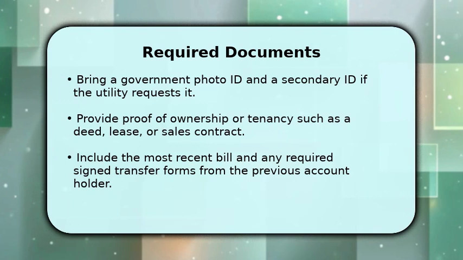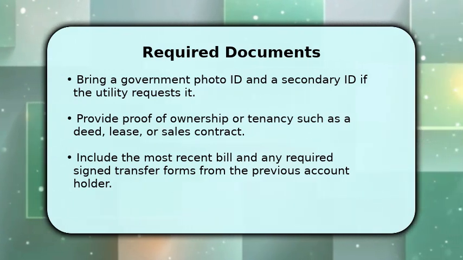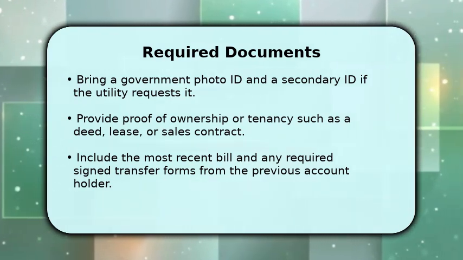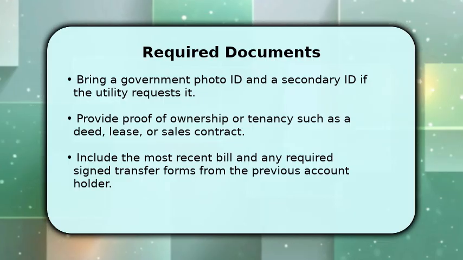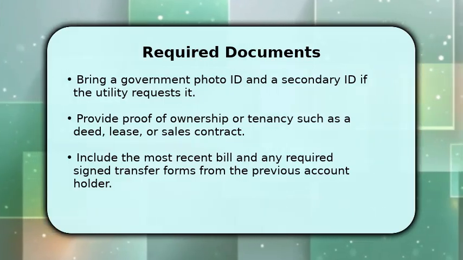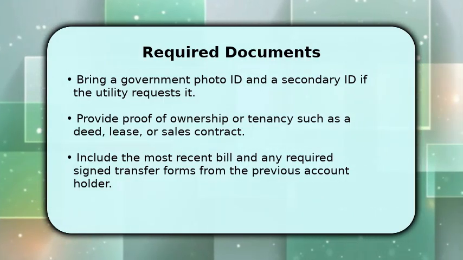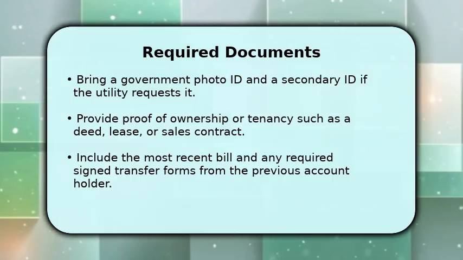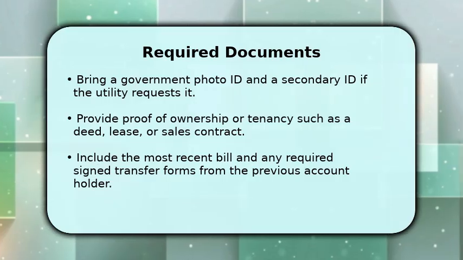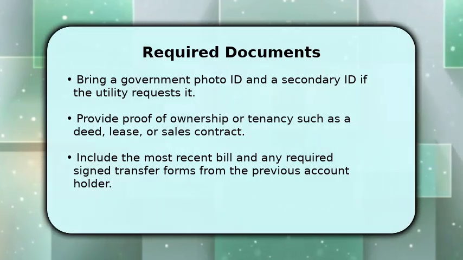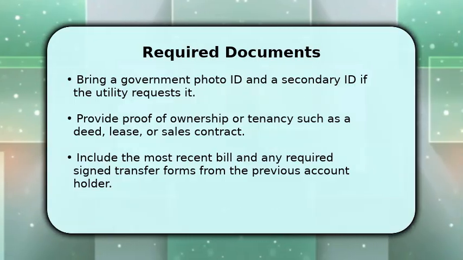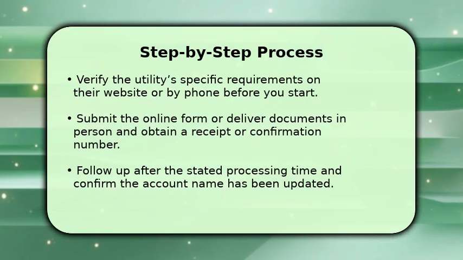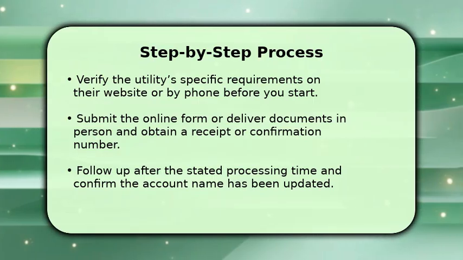Collecting the right documents speeds up the meter name change. Always have a government photo ID and a secondary address proof ready, plus a recent utility bill showing your meter number. If you own the property, bring the deed or sales contract. Renters should show a signed lease. Some utilities require a transfer form or authorization letter from the prior account holder, so secure those before you submit. Begin by checking the utility's guide for their exact procedure and any fees.